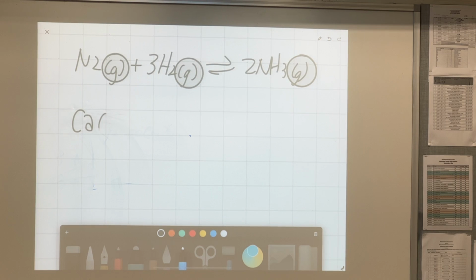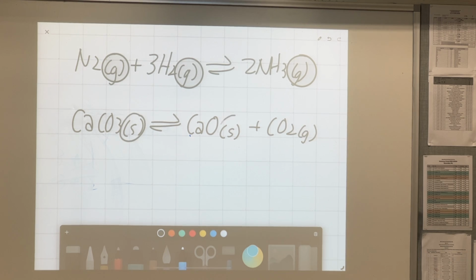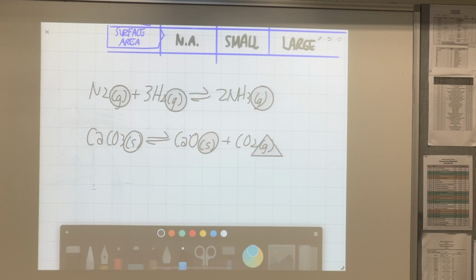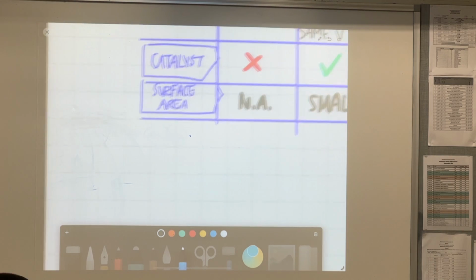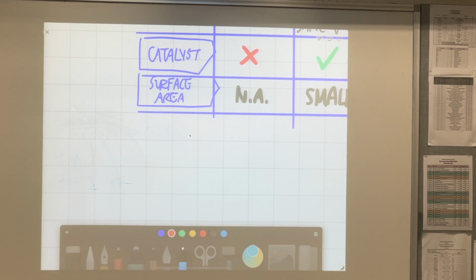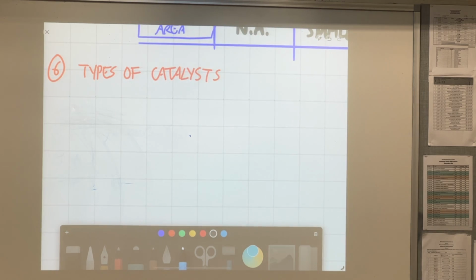A heterogeneous equilibrium will look something like this. You will see things of different states, so solid, gas. This is heterogeneous equilibrium. Now, we will also use the same terms to describe catalysts. There is homogeneous catalyst and heterogeneous catalyst, okay? So you can write down types of catalysts, they can be homogeneous or heterogeneous.